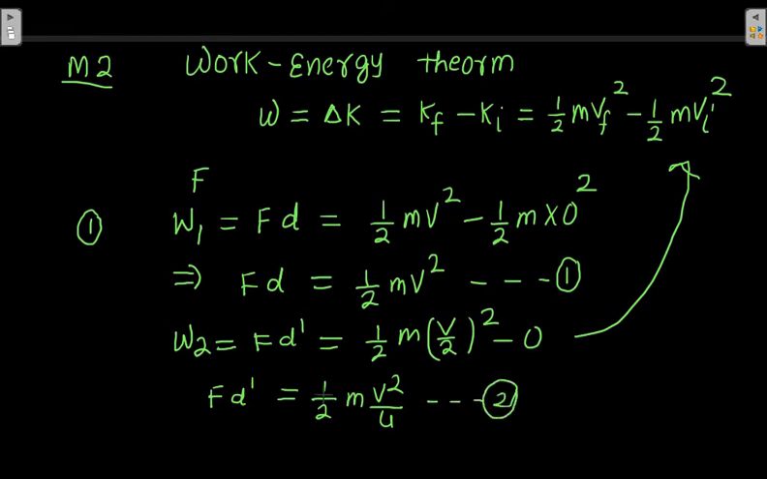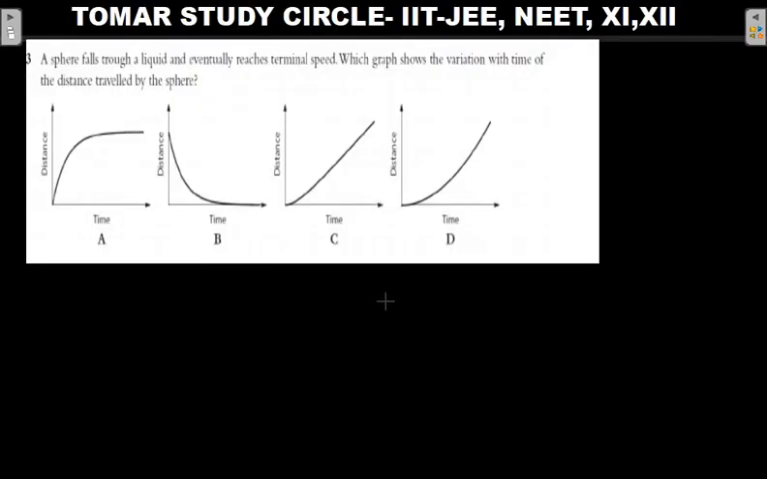If we divide equation second by first, we see that d dash will be equal to d by 4. And the correct option is C. Now we have to go to the next question. The next question is here.